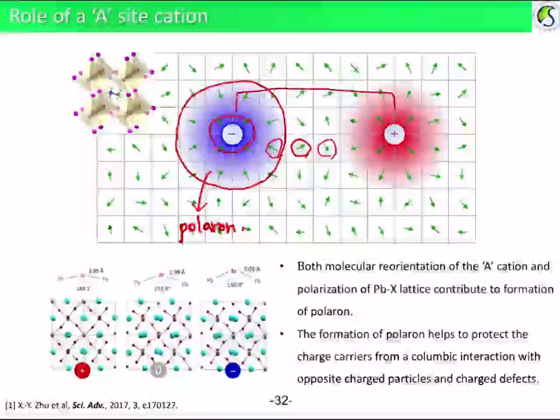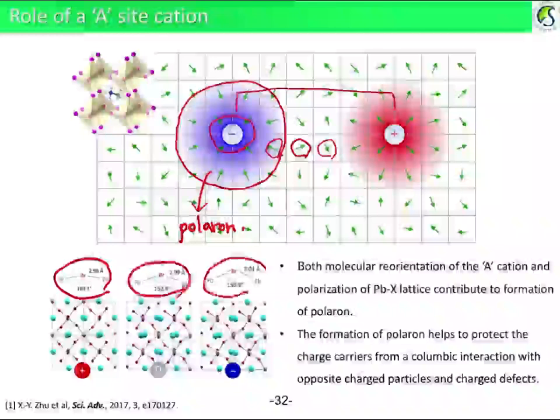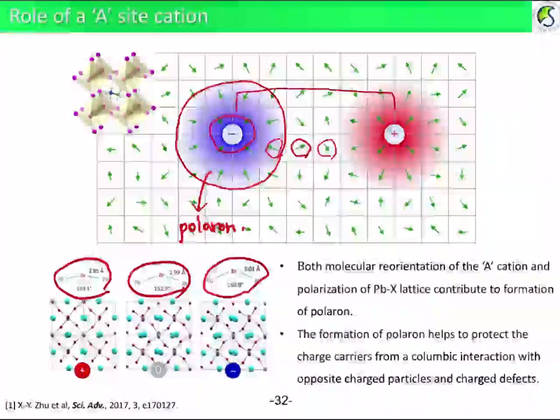And also, another researcher found that not only the organic A cation, but also the inorganic lead halide cage can polarize in response to the photo-generated charge. So this kind of polaron can reduce the charge recombination probability to enhance the lifetime as well as the diffusion length of the photo-generated charge.